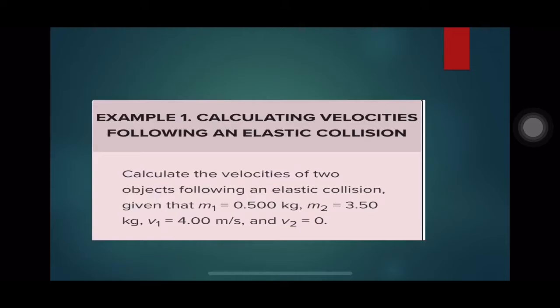Let's look at the example. The example wants to calculate the velocity of two objects after the collision. We have m1 equal to 0.5 kg, m2 equal to 3.5 kg, v1 equal to 4 meters per second, and v2 equal to 0. Let's look at the solution.